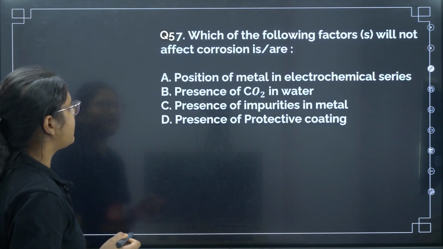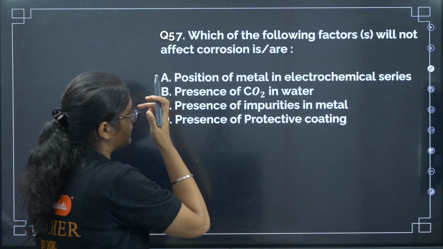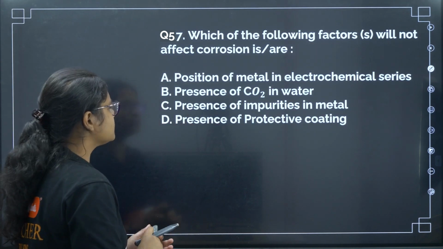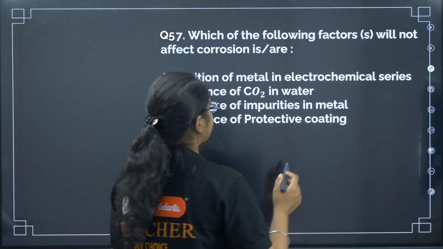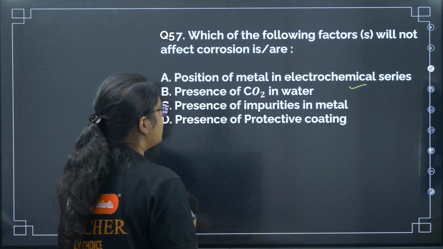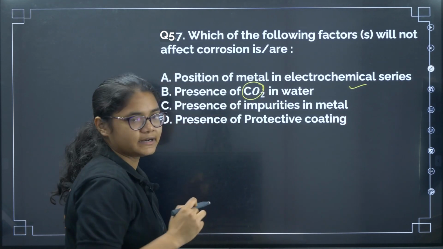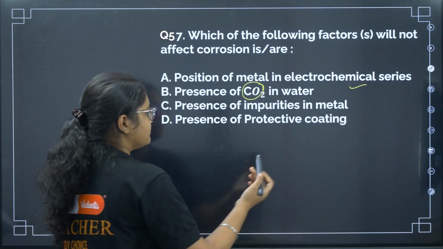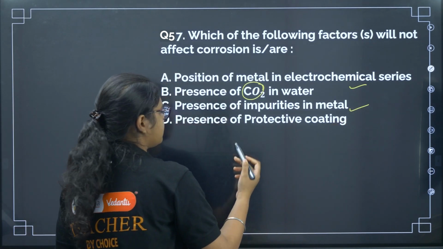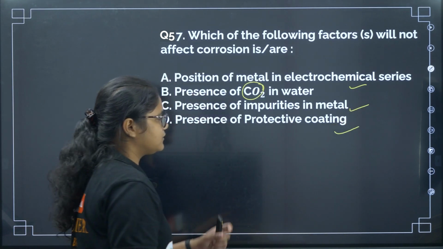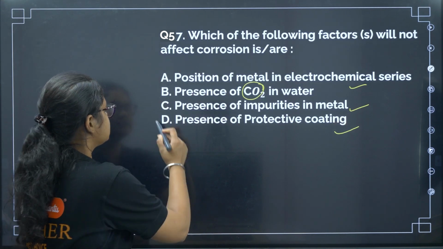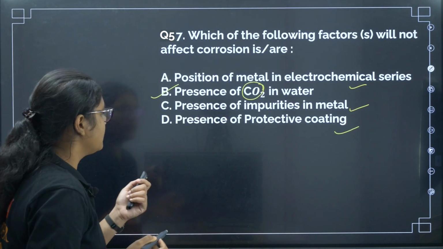Next, which of the following factors will not affect the corrosion? So presence of metal in the electrochemical series, yes, that is affected. Presence of carbon dioxide in water, so there is no role of carbon dioxide in corrosion. Presence of impurities in the metal will definitely affect. Presence of protective coating, it prevents rusting. So the correct answer for this question is option number B.